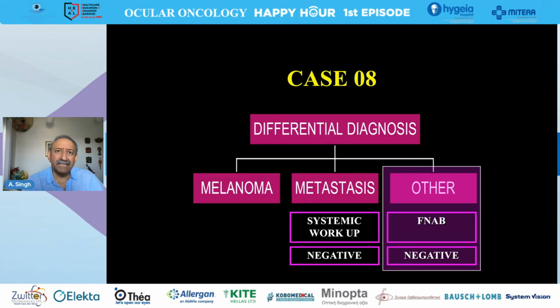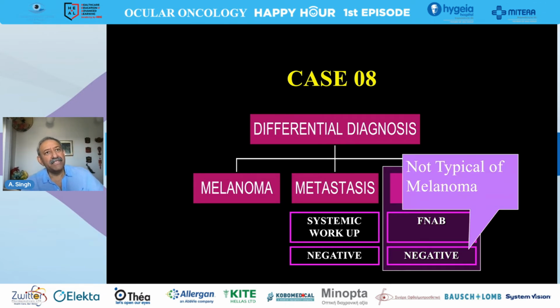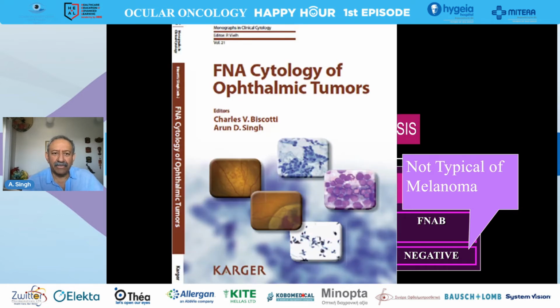When I say negative, nothing, no cells, no blood, not even pigment, not even lymphocytes, nothing at all. It was just like blank. And we were surprised. We have done hundreds and hundreds of biopsies for melanoma, and we say that at least you get some blood, if nothing else, in cases of melanoma. So this biopsy is also not typical of melanoma, and we know this because we have a bunch of experience, and we also put that in a book.